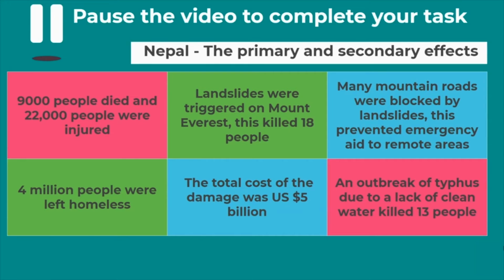So 9,000 people died and 22,000 people were injured. Landslides were triggered on Mount Everest. This killed 18 people. Many mountain roads were blocked by landslides. This prevented emergency aid to remote areas. 4 million people were left homeless. The total damage was $5 billion. And an outbreak of typhus due to a lack of clean water killed 13 people. Now, typhus is a disease that's spread by dirty water. So pause the video, add these to your table, and then let's go through the answers.